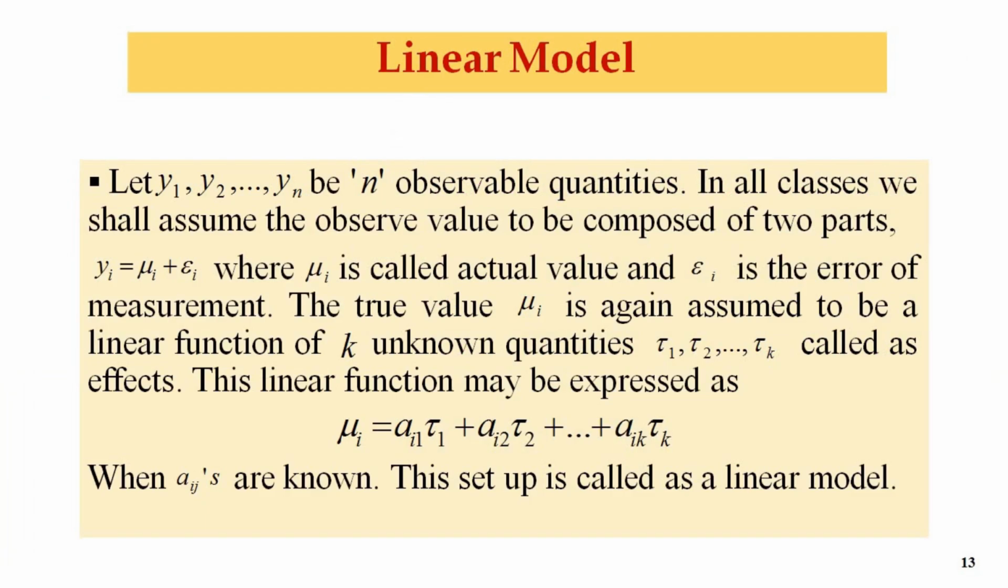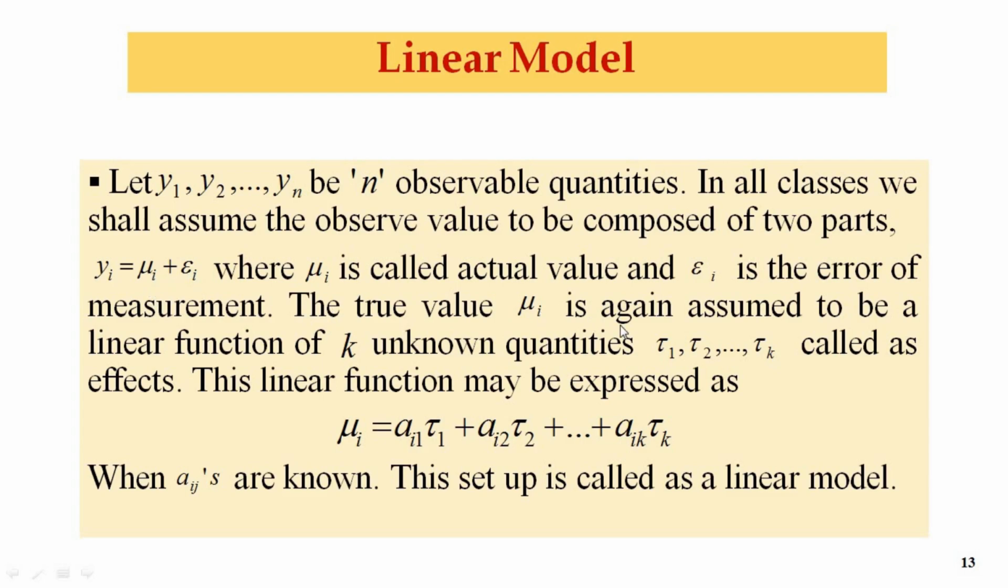Next, linear model. So, what is linear model? Suppose we are considering y1, y2 up to yn, n observable quantities, and in all cases we shall assume the observed value to be composed of two parts, that is yi equal to mu i plus epsilon i. Here mu i is called the actual value and epsilon i is called the error of measurement. We can write this as ei also, to denote the error of measurement.